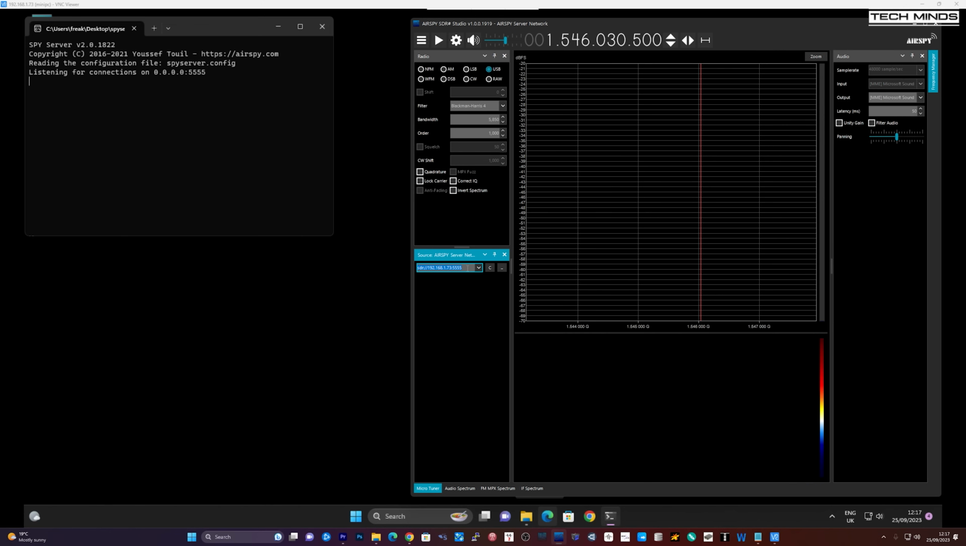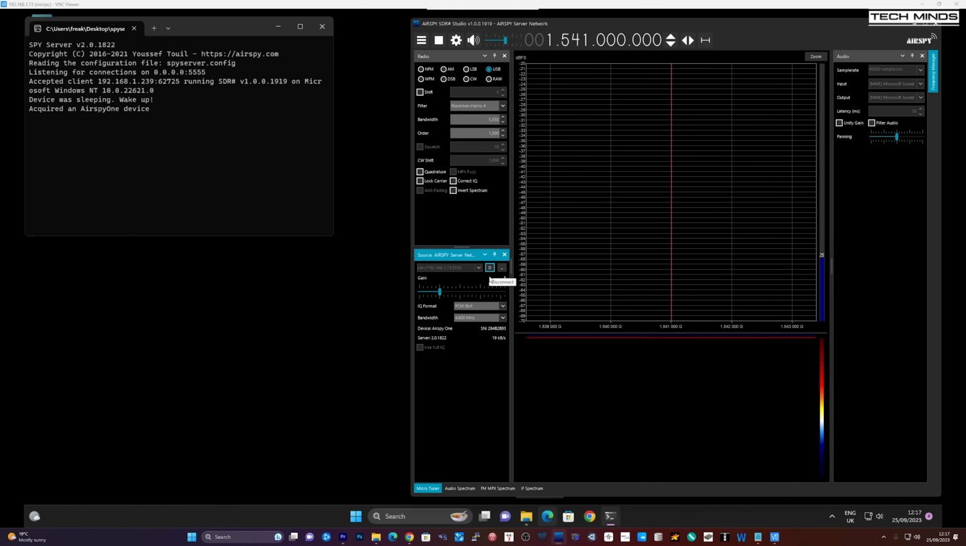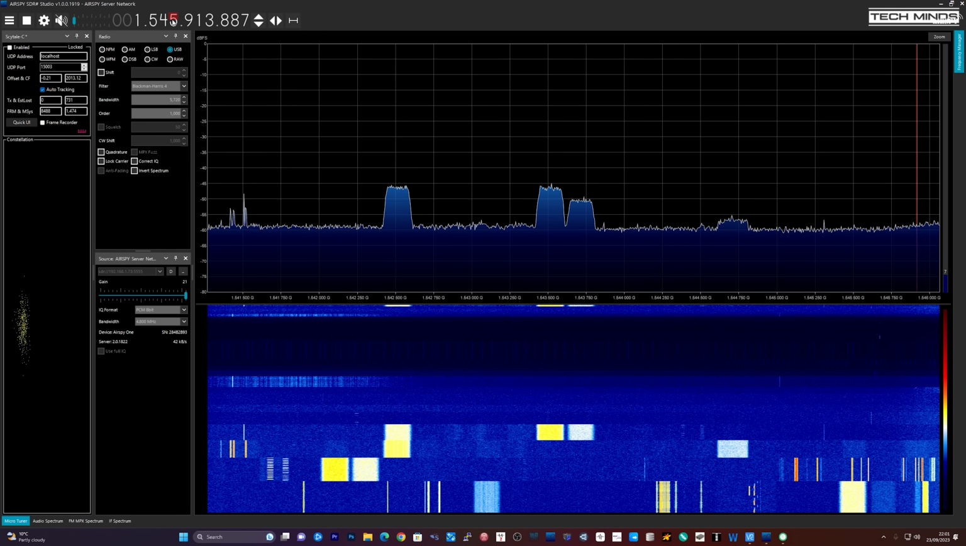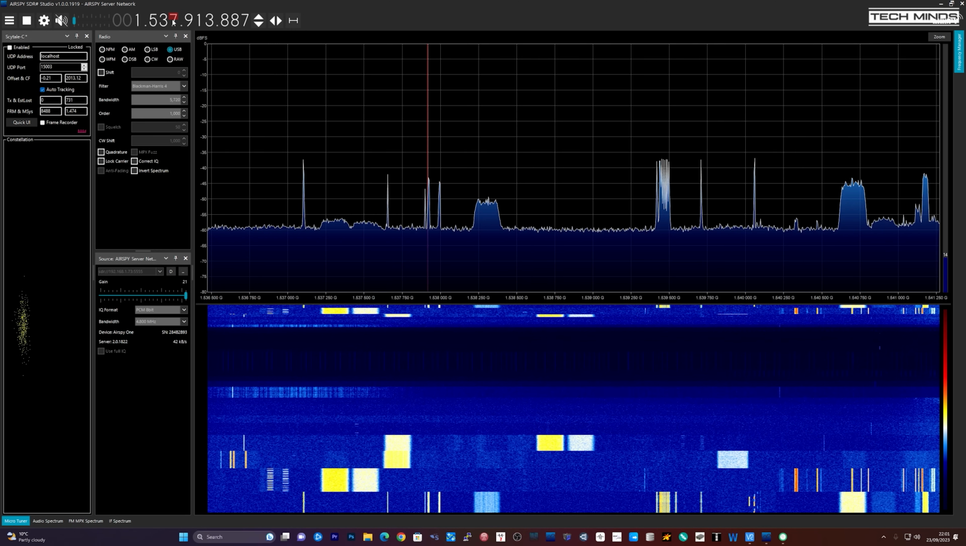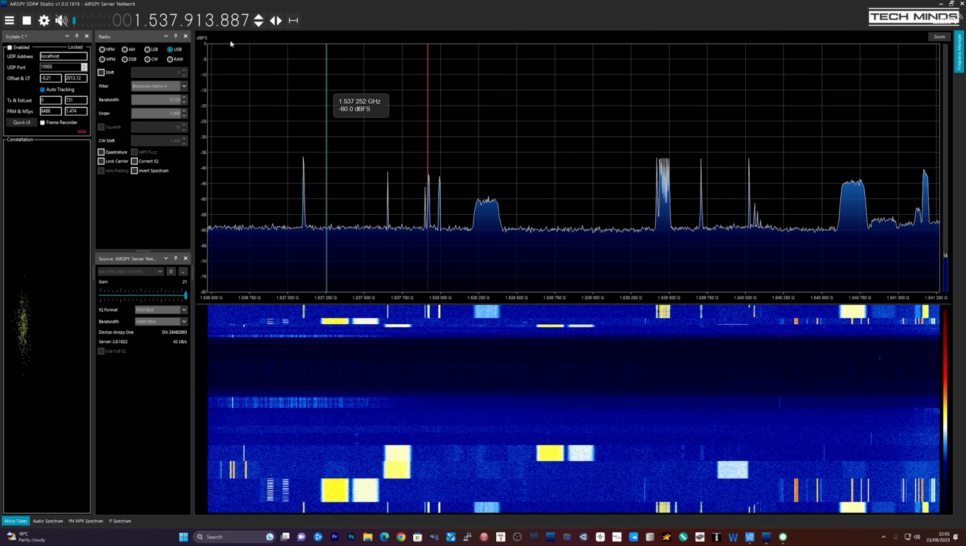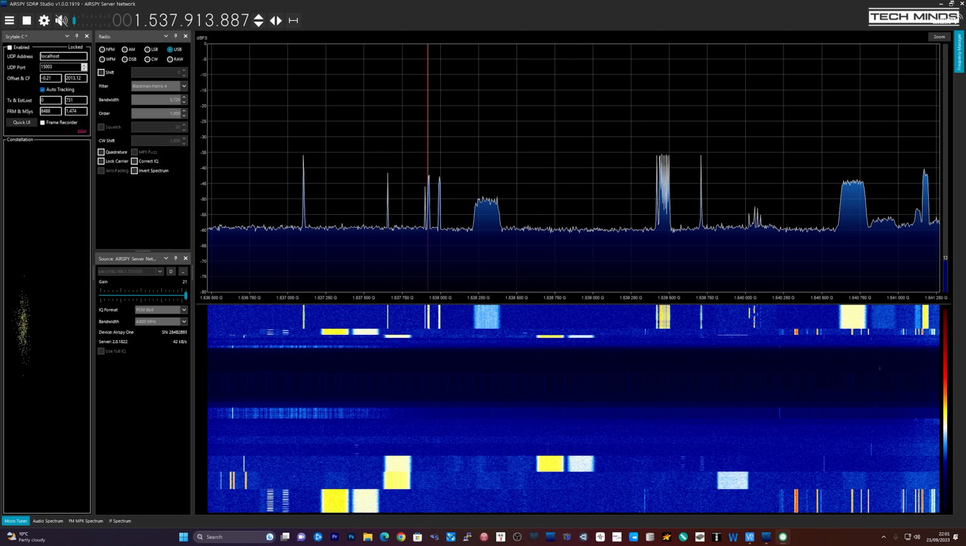Now first I started the Spy Server by running the executable, and then over on SDR Sharp, which is running on my local computer, I connected to the Spy Server by typing its IP address into SDR Sharp. Once connected, I was able to use this mesh antenna with SDR Sharp from my shack indoors.